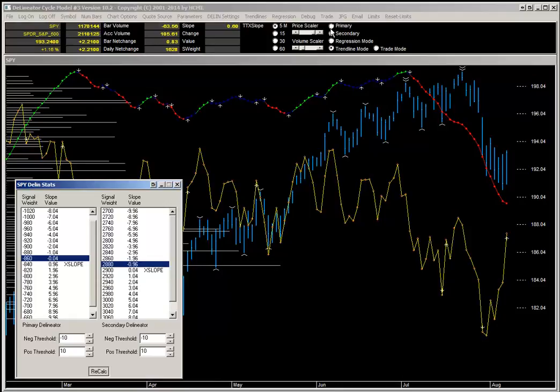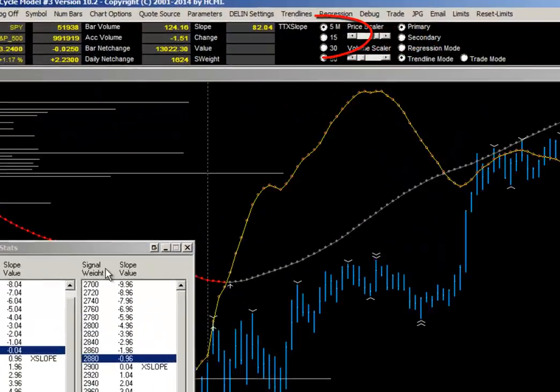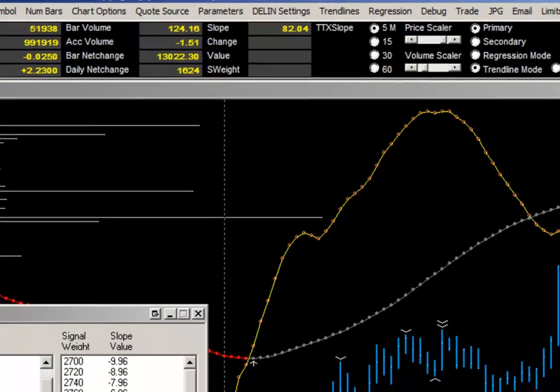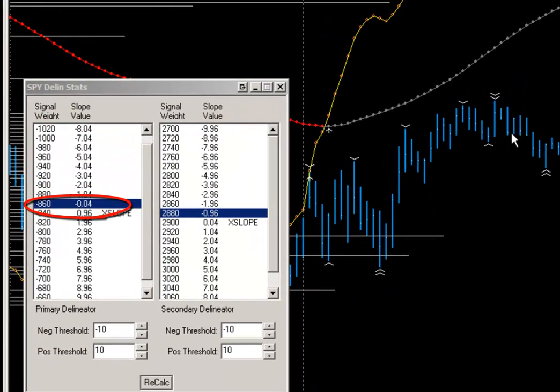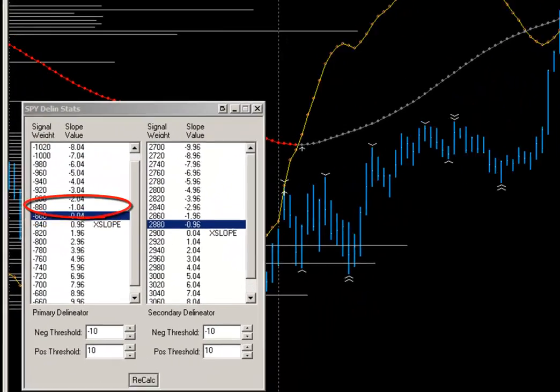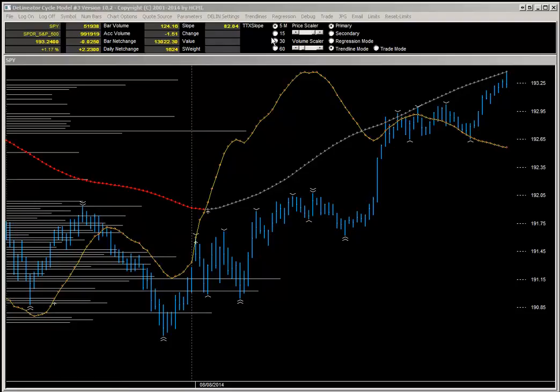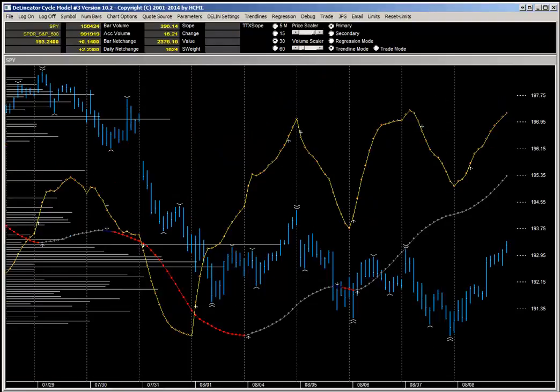But let's go back to our 5-minute, and we can see that it would take 82 bars at the current level of signal weight for the slope to change, so that's not going to happen today. Signal weight would need to reverse to minus 860 for the slope to come down. So let's move our stats calculator out of the way and go back to our 30-minute chart.